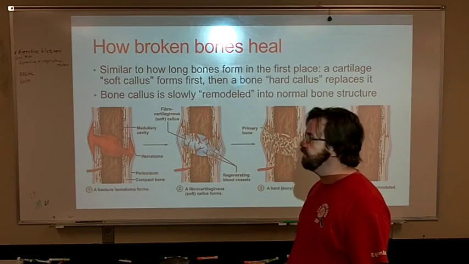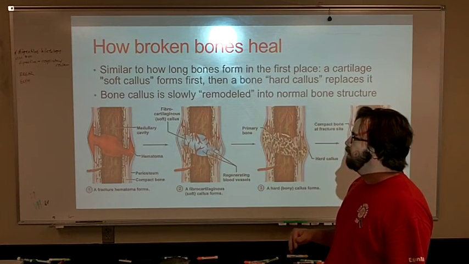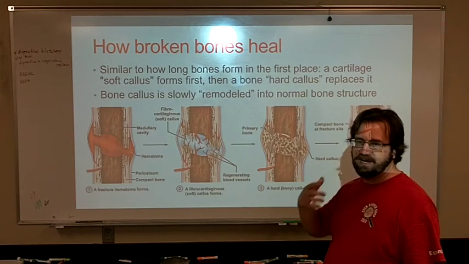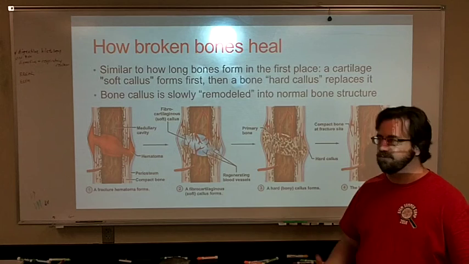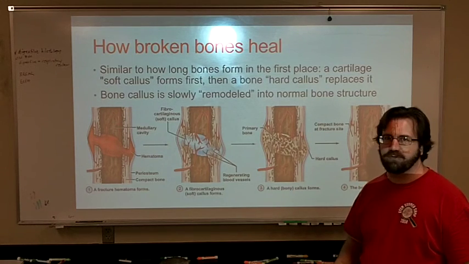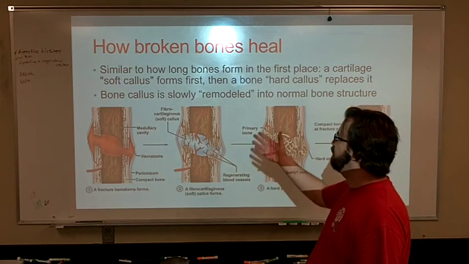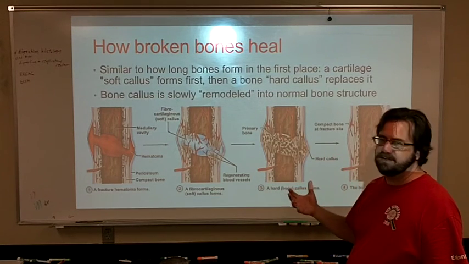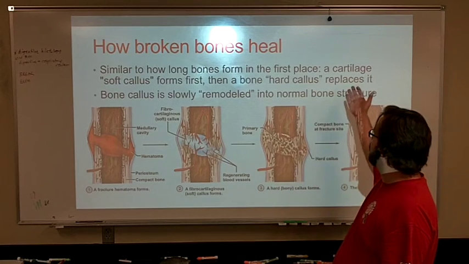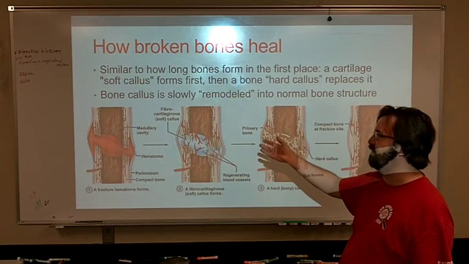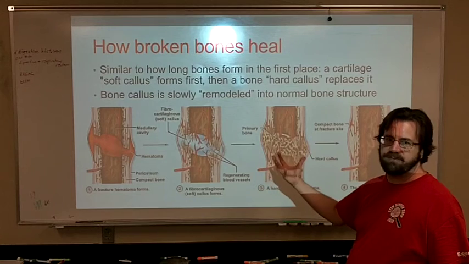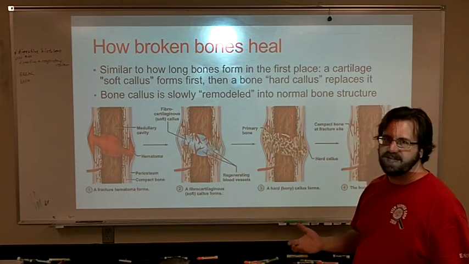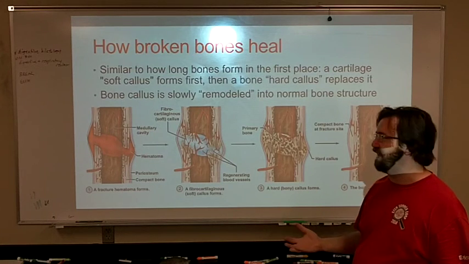Finally, last but certainly not least, integrating a lot of these concepts into a why-do-I-care clinical framework is the idea of how broken bones heal. Okay? First off, it's very similar to how long bones form in the first place. The first step is to form a cartilage soft callus to hold the shape of the bone. Then a bony hard callus replaces that so that the bone can once again hold weight.